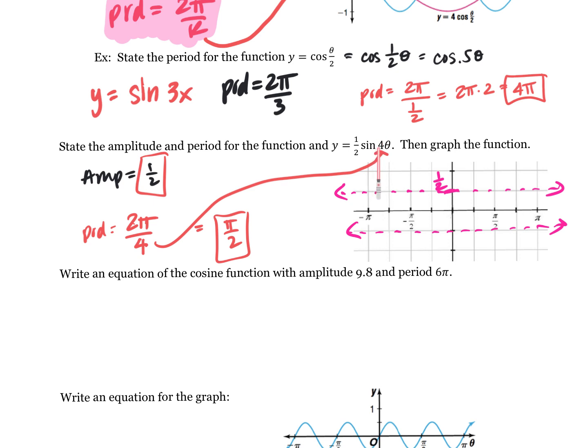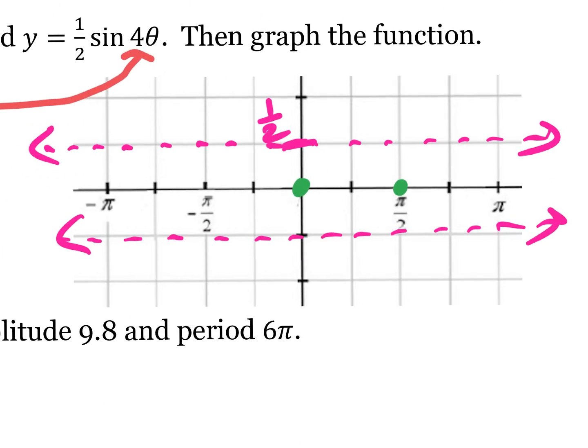Sine starts at the origin. So I'm going to start at the origin. What's the period of this one? What did we get the period to be? Pi over 2. This is going to be the cutest little thing ever. We've got to get from the starting point to that end point in 1/2 a pi.